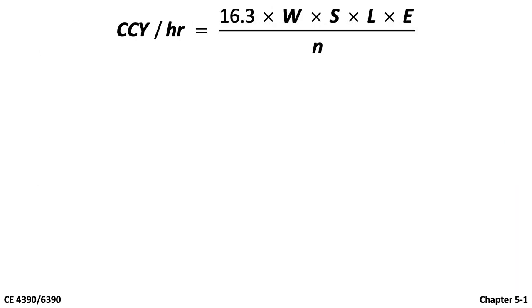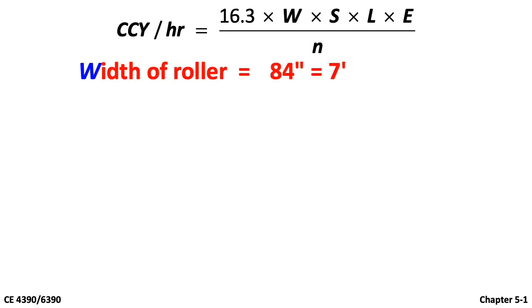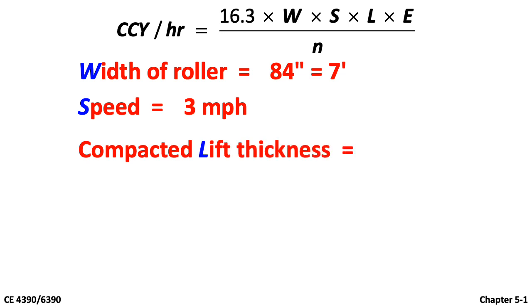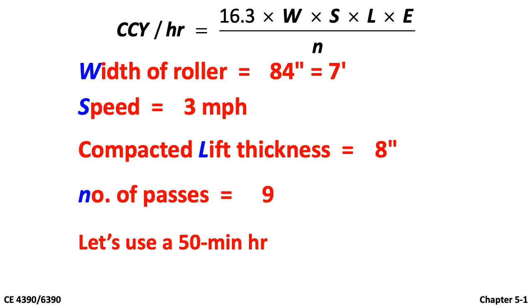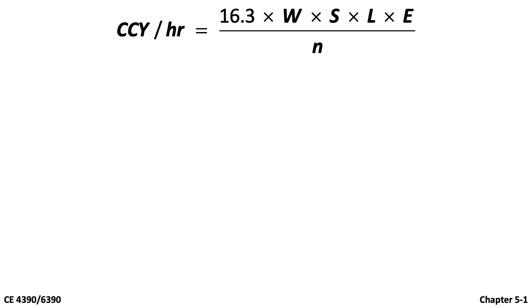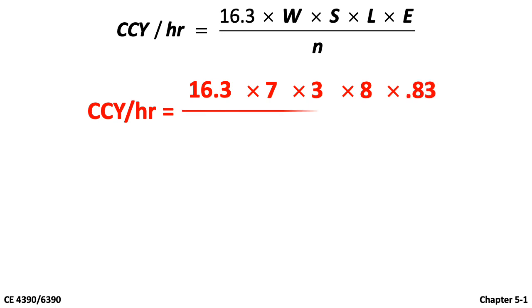Let's apply the equation 5.1. In this equation, W is the width for roller, is 84 inches, or 7 feet. S is the speed, which is 3 miles per hour. L refers to the compacted lift thickness. It is given as 8 inches. N is the number of passes. It is 9 passes. E is the efficiency. It is not given. So let's assume the efficiency of 83%. Now, we got all the information we need. By calculating this, you get the production of 253 compacted cubic yards per hour per compactor.